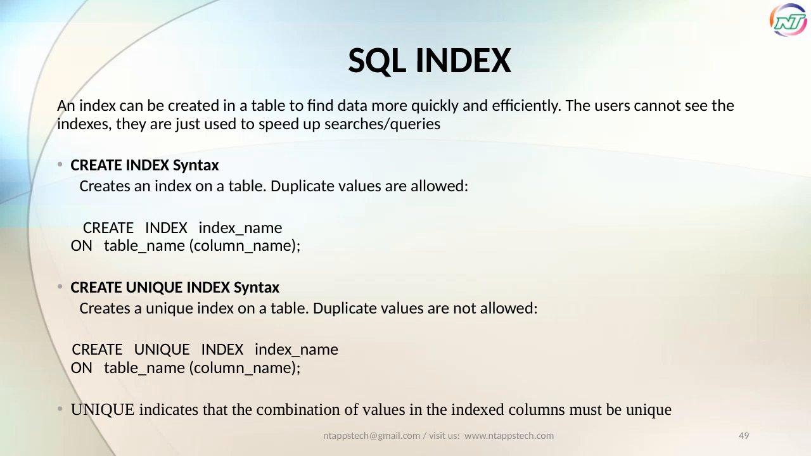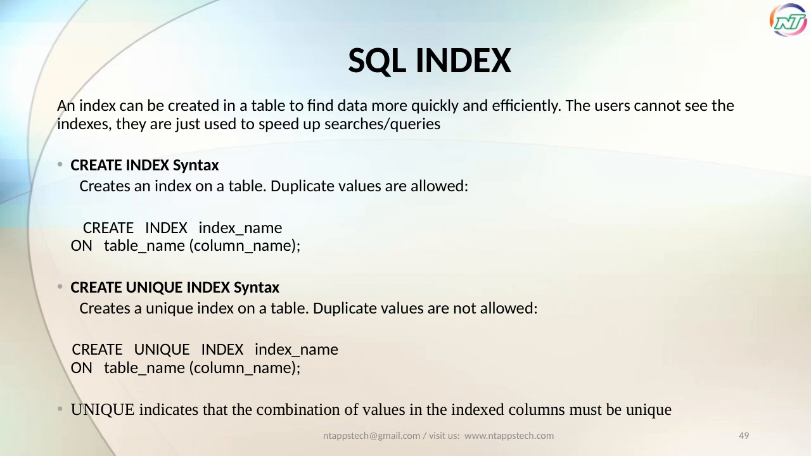An index is a tool used in databases to help find data faster and more efficiently. While users don't see these indexes, they work behind the scenes to speed up searches and queries. You can create a basic index on a table using the create index command, which allows duplicate values in the column being indexed.